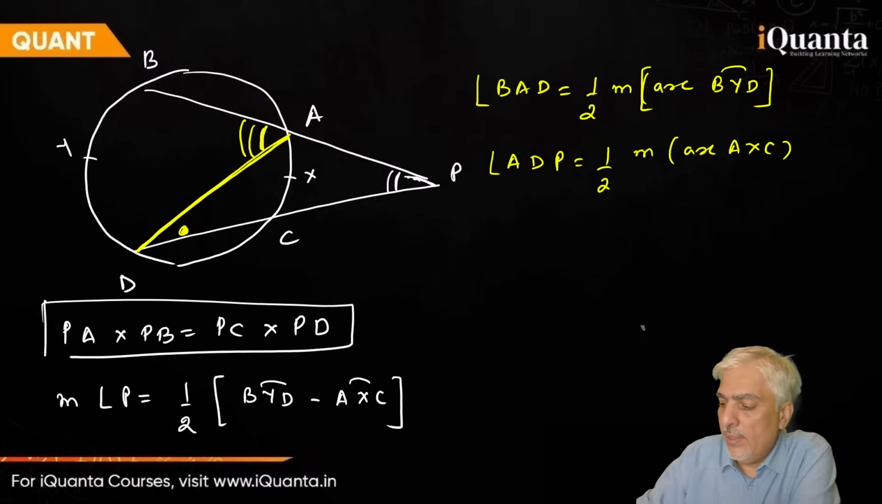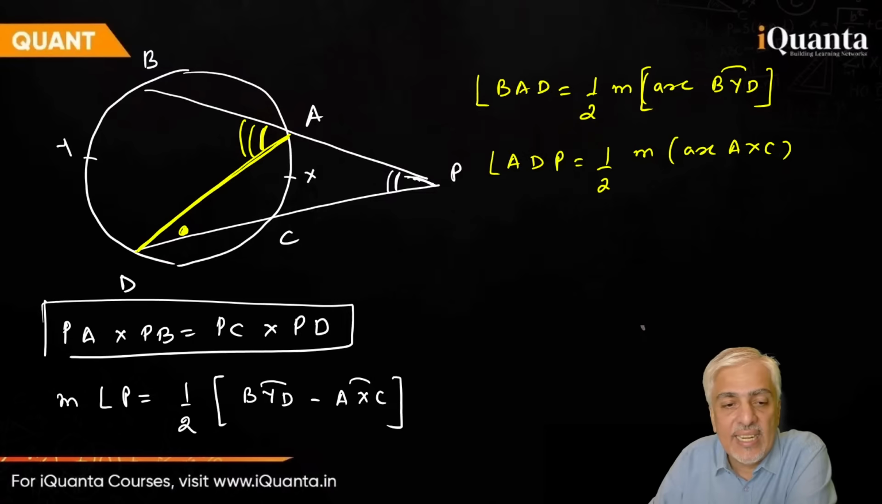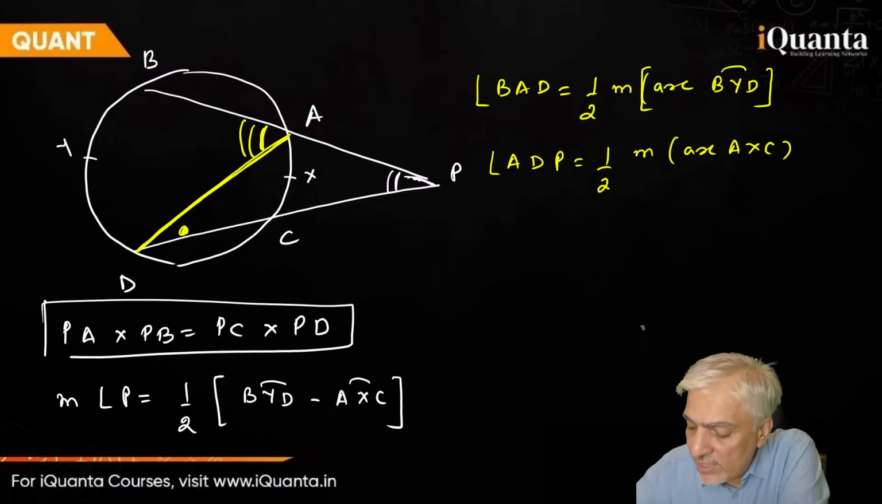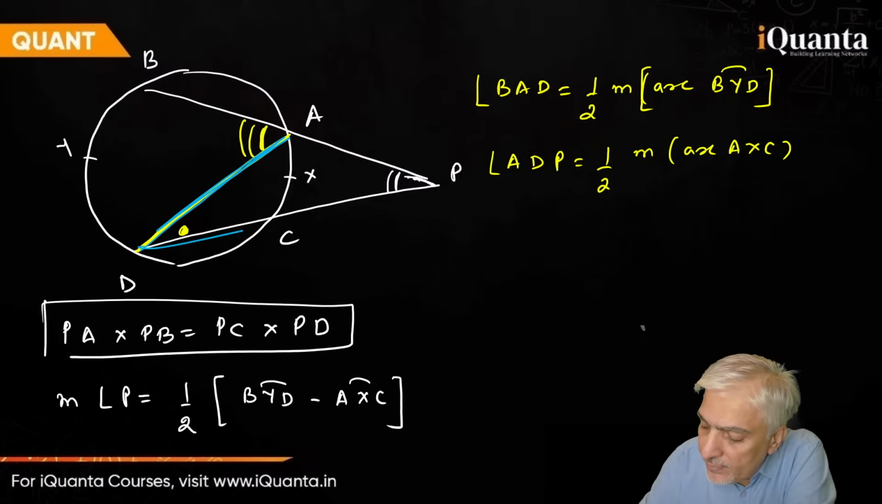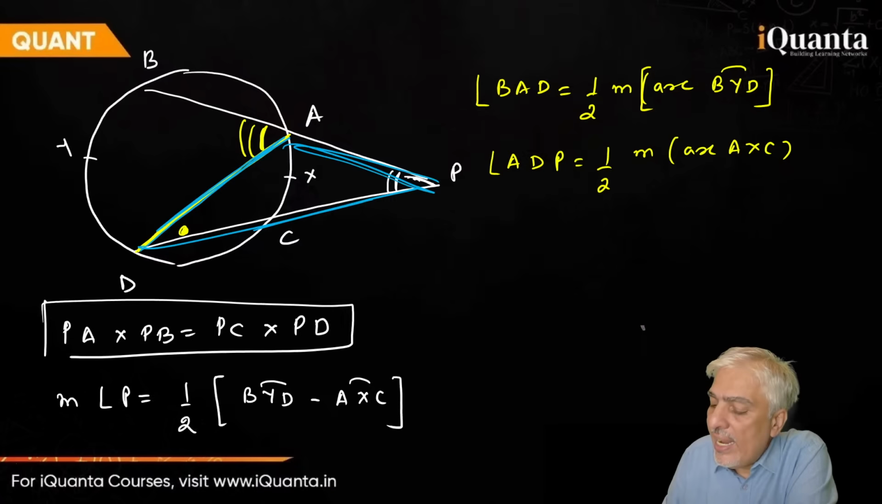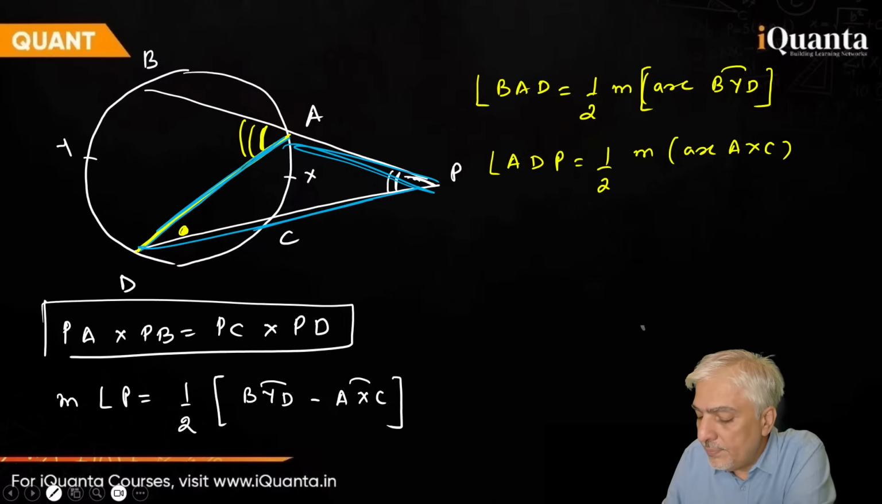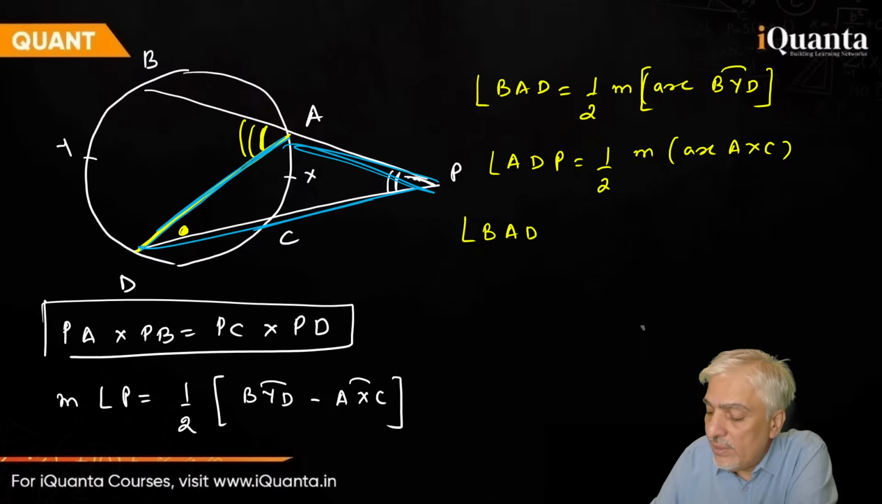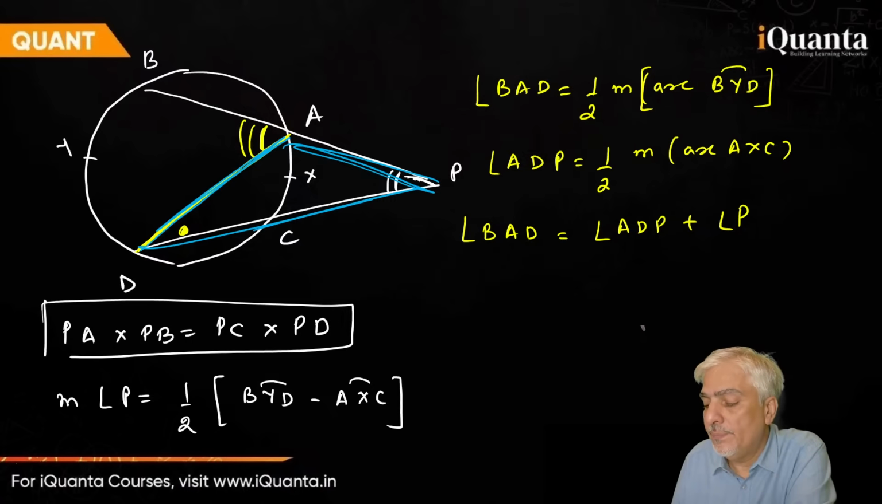Now, let's look at the exterior angle theorem of a triangle. Everybody, very basic first theorem of triangle, exterior angle theorem. There is only one triangle in the diagram, so take that triangle, APD. If I take the exterior angle theorem, this angle BAD is the exterior angle, so BAD will be equal to ADP plus APD, which I am calling angle P.